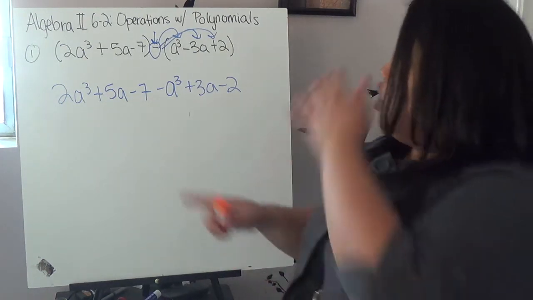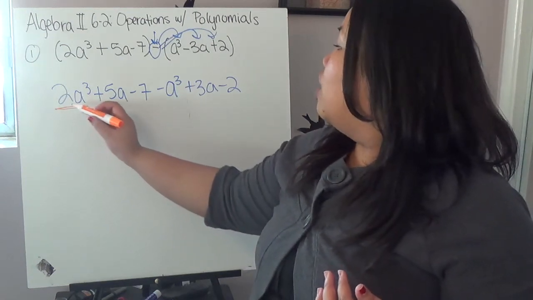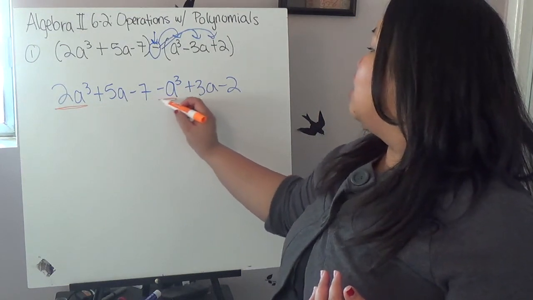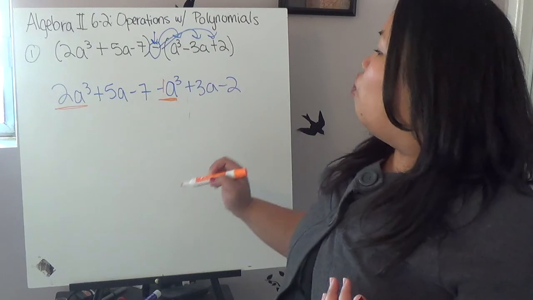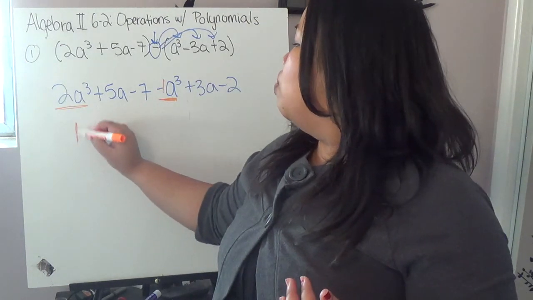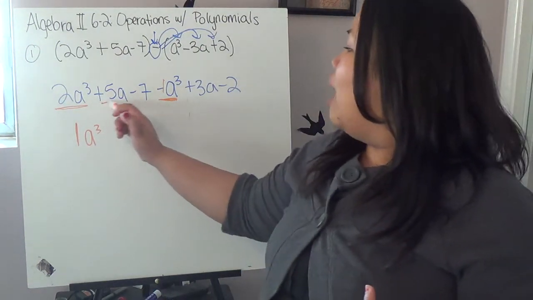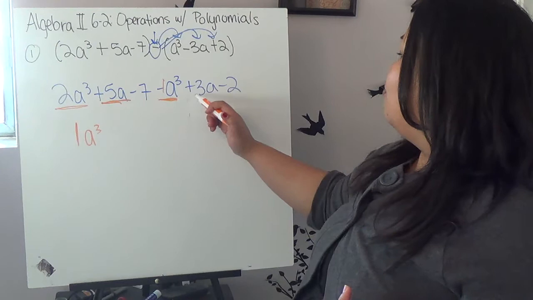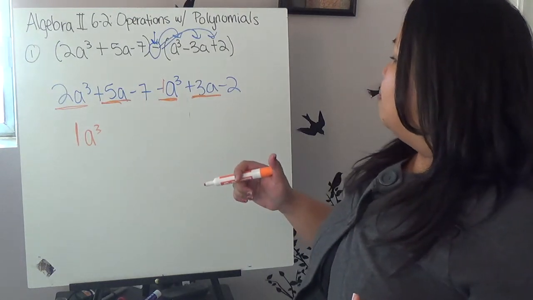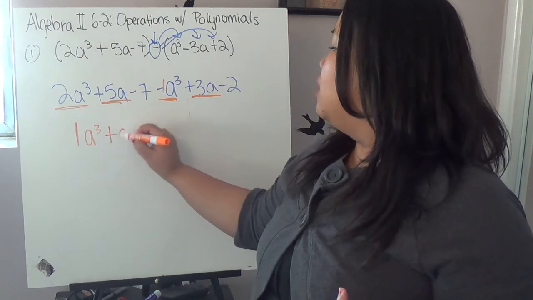And by like terms, I'm going to look at the variables. The first one is a to the cubed. So I'm going to scan for another a to the cube. This is another one. This is negative 1a to the cube. So 2 minus 1a to the cube gives me 1a cubed, or you can just put a cubed. Okay? The next one I have is 5a. I'm going to scan for just a. This is 3. So 5 plus 3 is positive 8a.